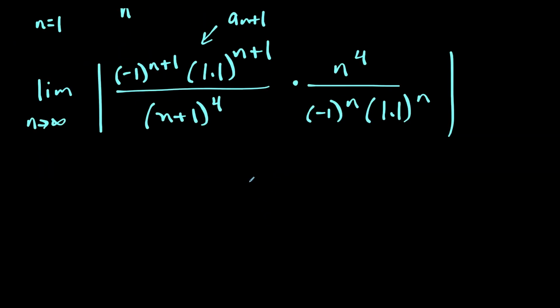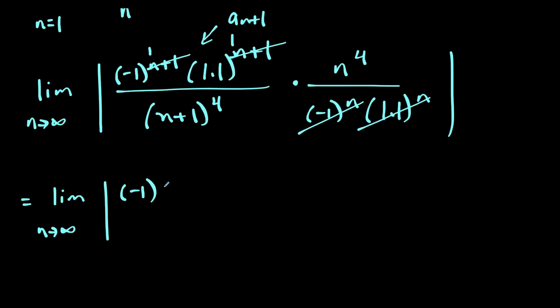So now what we're going to do is we're just going to simplify this a bit. This is equal to the limit as n goes to infinity, and what we have here is 1.1 to the n plus 1 over this. 1.1 to the n cancels out completely, and we're going to be left with an exponent of 1 here because n plus 1 is 1 more than n. And now negative 1 to the n is gone, and we're going to be left with negative 1 to the first on top because, once again, n plus 1 is 1 more than n, so we could cancel those out. So now what we have is negative 1, times 1.1 to the first, and then what we have left after it is n to the 4th over n plus 1 to the 4th.